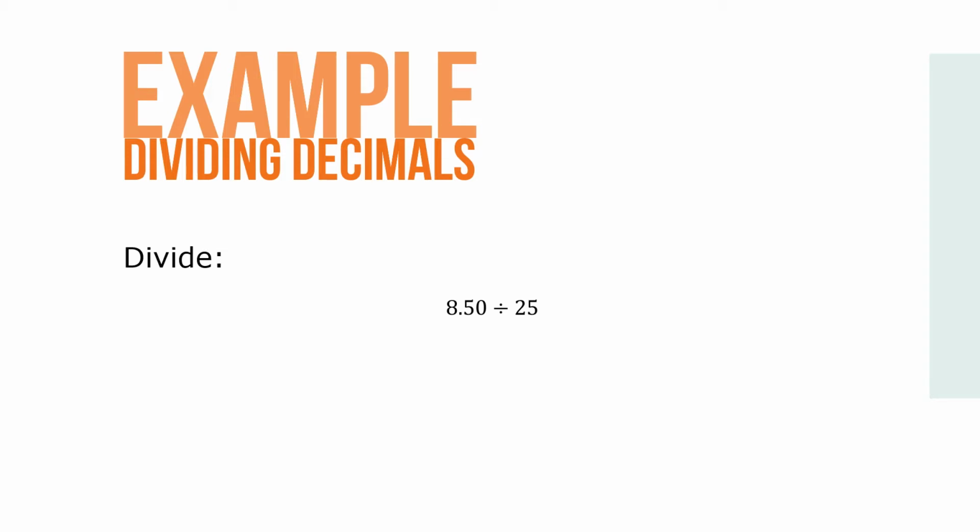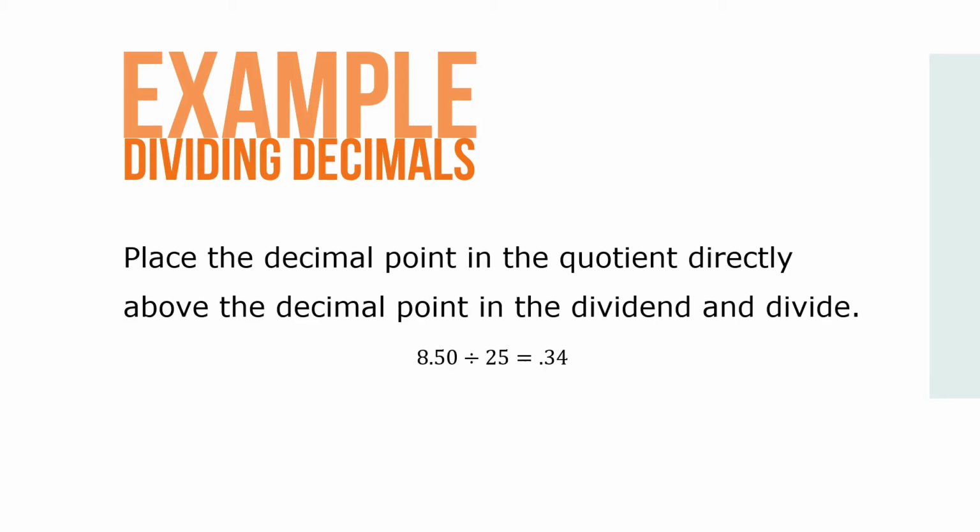Let's take a look at an example of dividing decimals, where we take 8.50 divided by 25. In this example, the divisor, 25, is a whole number, so we place the decimal point in the quotient directly above the decimal point in the dividend and then divide. The answer is 0.34.